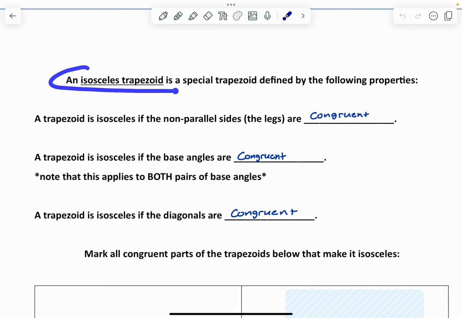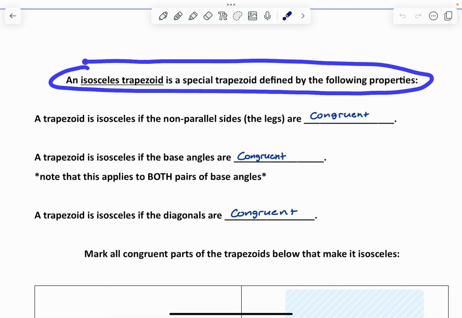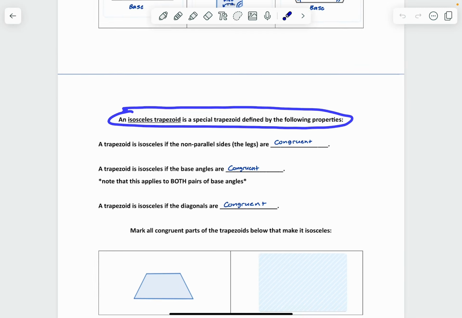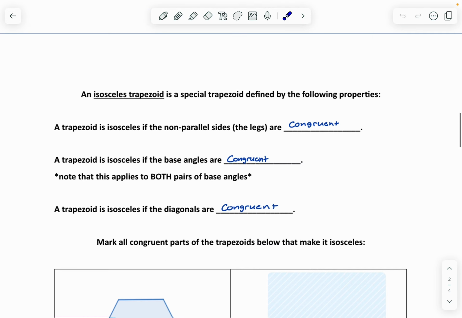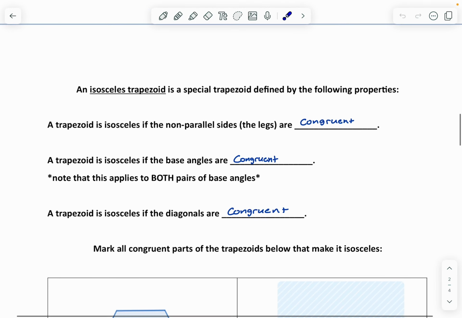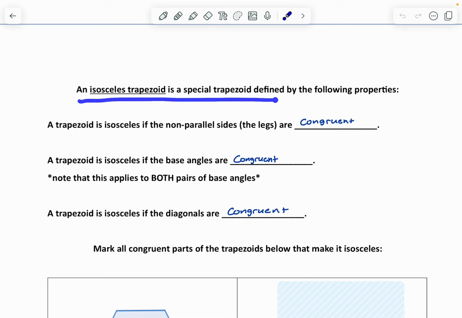An isosceles trapezoid is a special type of trapezoid, right? So at this point, this is pretty much everything we know about a general trapezoid, except for its mid-segment, and we're going to talk about that later. These are the properties of trapezoids. An isosceles trapezoid is a special trapezoid defined by the following.